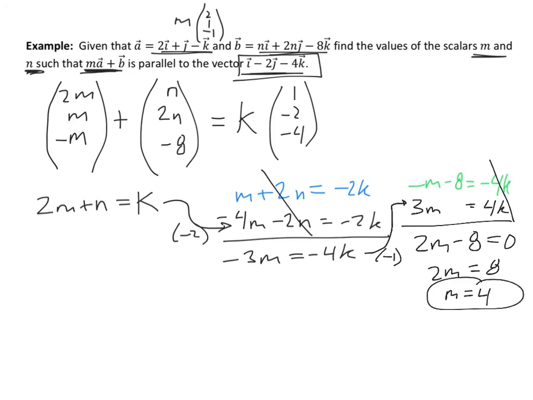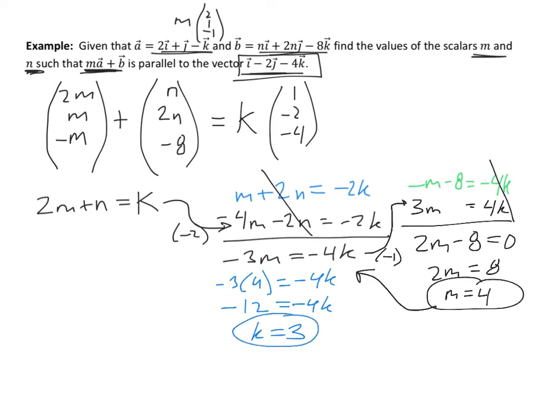Now I can take that and plug it back in here. I'm going to start using a different color just to keep things a little bit different. When I put this in, I'm going to get negative 3 times 4 equals negative 4k. Negative 12 equals negative 4k, which means that k has to be 3. That wasn't one of my answers, but it's one of the other variables that I'm working with. So I can now take the k value and put it in, and I can take the m value that I got and put it in over here.